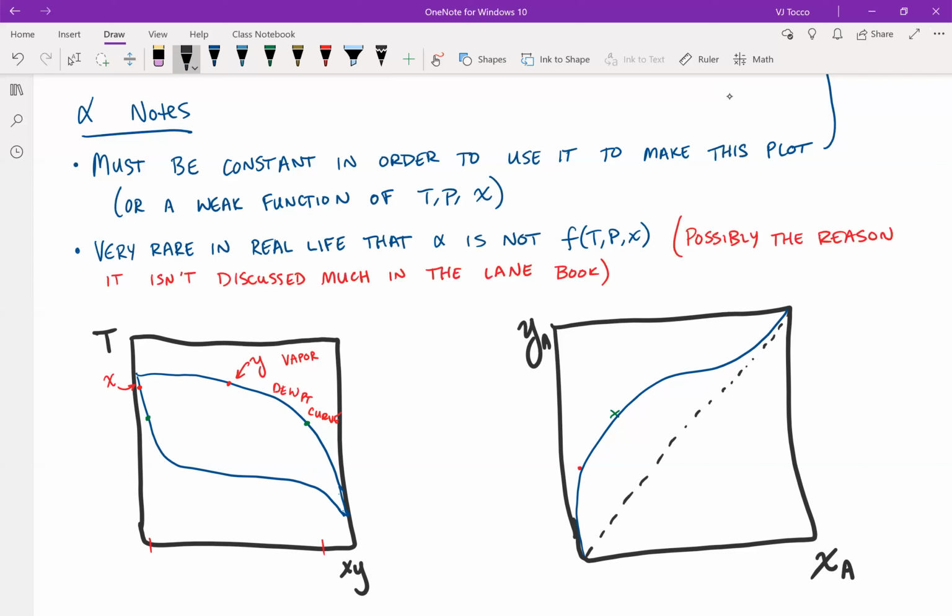That's going to wrap up this video. As I said, in the next video, I'll show you how to use this YX plot to solve the entire flash distillation problem completely graphically. So I'll see you in the next video.